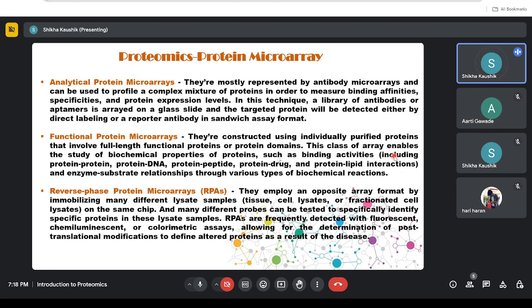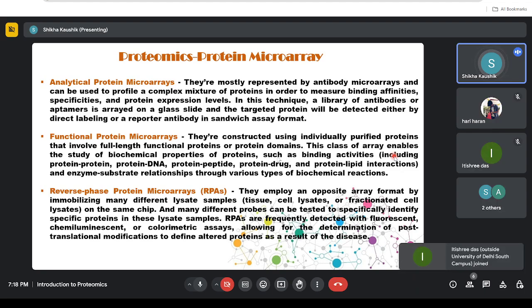Basically you're using either a direct fluorescent labeling here, or some substrate is associated with your detection antibody, and then some enzyme is associated, and then you are giving a substrate. So it's a sandwich assay format.